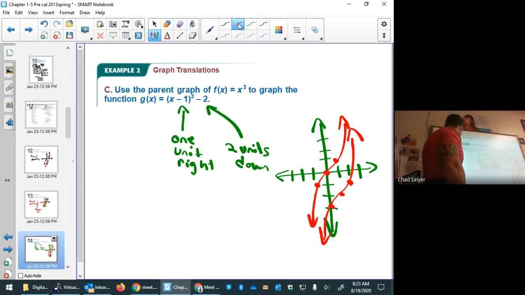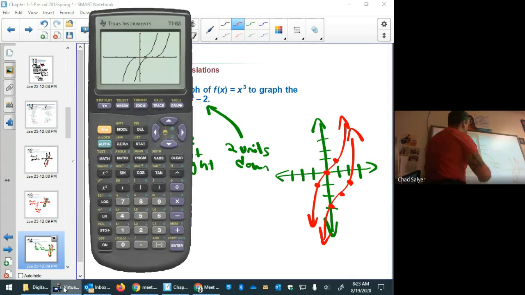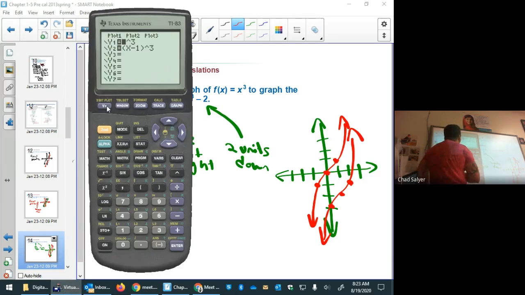Roughly the same shape. Nobody's perfect if you're drawing it by hand, so it might look a little bit imperfect. So if I add 2 to, or subtract 2 rather from the end here, I have the right graph.